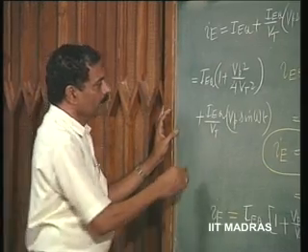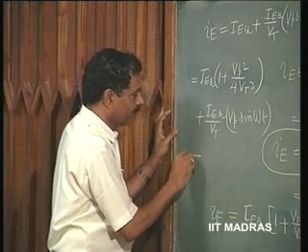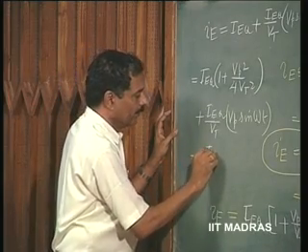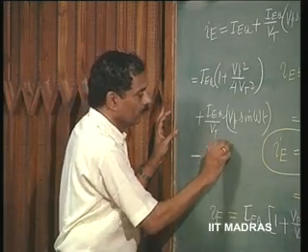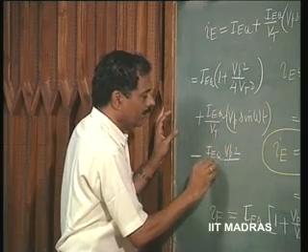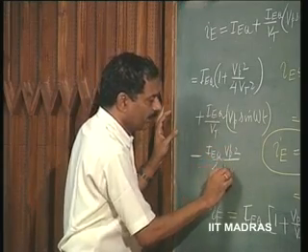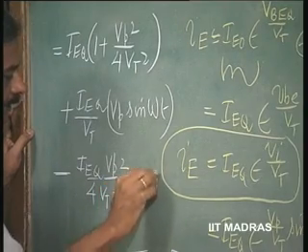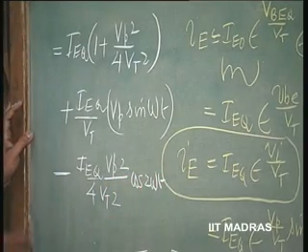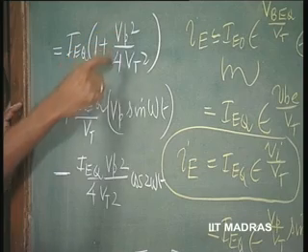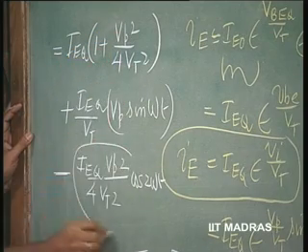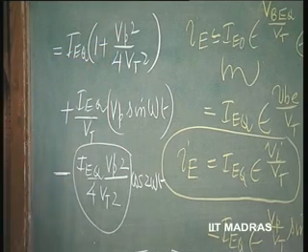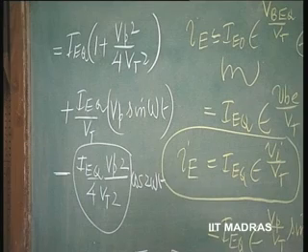Now, apart from this we have minus IEQ Vp squared by 4 Vt squared cos 2 omega t. So, measuring this IEQ Vp squared by 4 Vt squared is going to give you the peak value of the second harmonic.